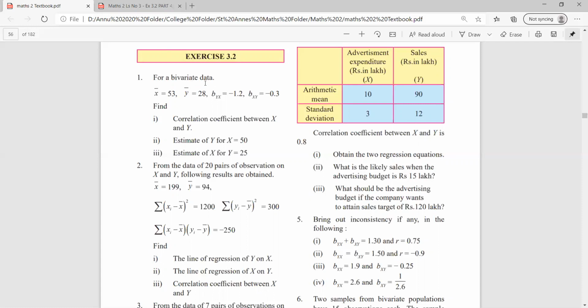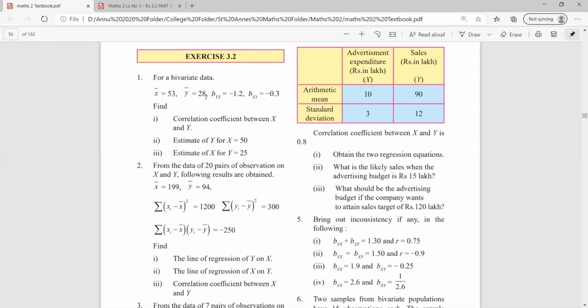Now for a bivariate data, bivariate means 2, x bar is 53, y bar is 28, Byx is minus 1.2, Bxy is minus 0.3. You have to find the correlation coefficient, that is CC, between x and y. Also estimate y when x is equal to 50 and estimate x when y is equal to 25.